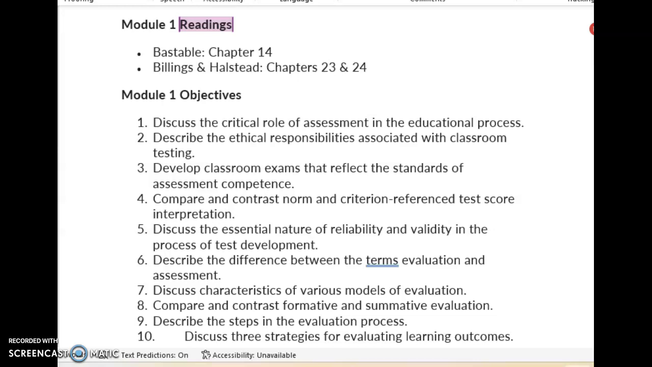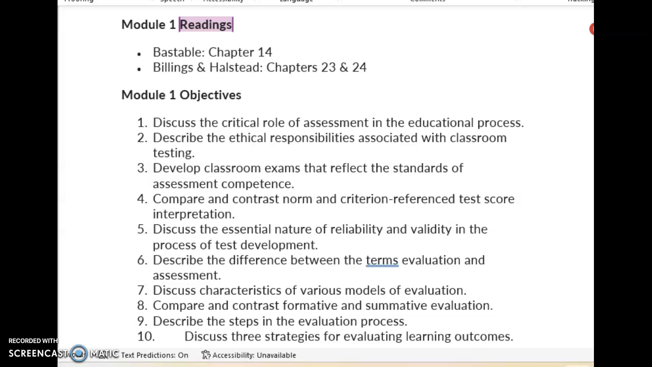Norm referencing occurs when we compare a student's score or his or her performance with others in a group. Now, the disadvantage of norm referencing is that it does not provide a means to judge students' achievement of the outcome. So while we're comparing the student's score or performance to others in a group, we're not given information in terms of whether or not the student has achieved the outcome.